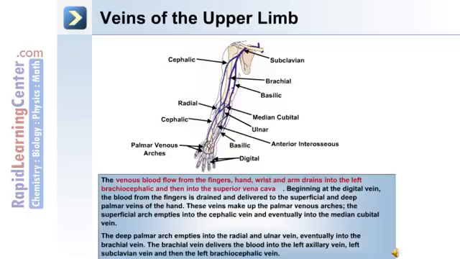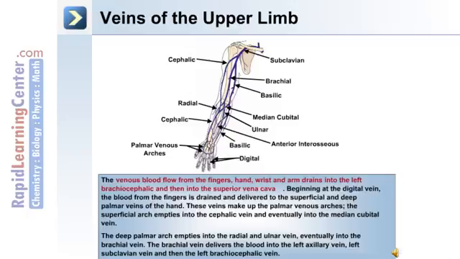The venous blood flow from the fingers, hand, wrist, and arm drains into the left brachiocephalic and then into the superior vena cava. The blood flows as follows. Beginning at the digital vein, the blood from the fingers is drained and delivered to the superficial and deep palmar veins of the hand. These veins make up the palmar venous arches.